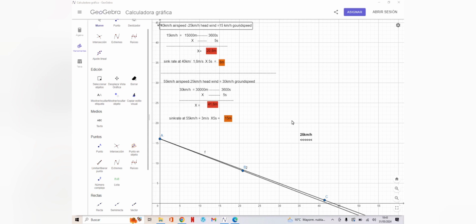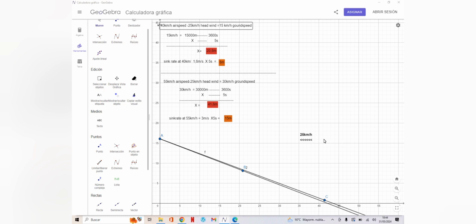Okay, now we have a different scenario. Now we have 25 kilometers per hour headwind, and the calculation goes that at 25 kilometers per hour, our ground speed at 40 kilometers airspeed comes down to 15. So we are only going to make 20.8 meters in 5 seconds, still sinking the same 8 meters. So this is point B, all right, and point C will be at 41.6. So actually point C is a little bit further.